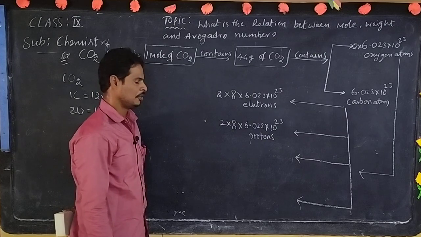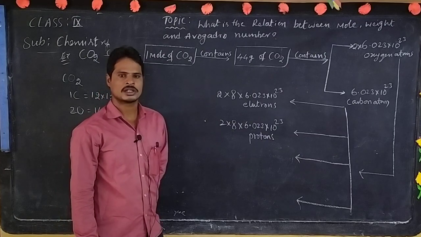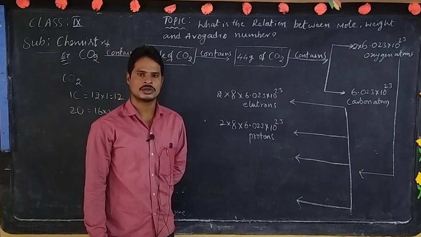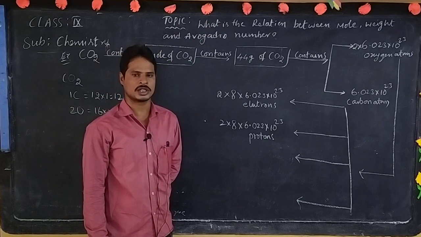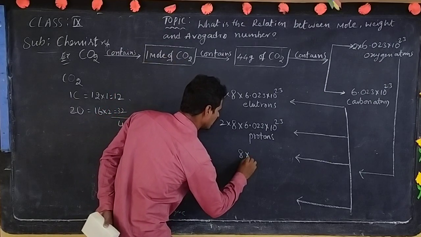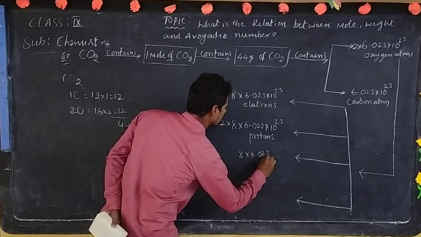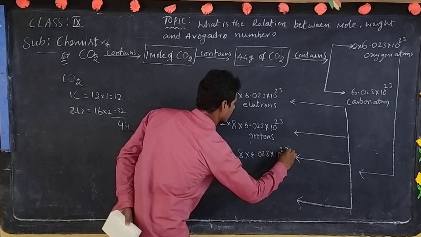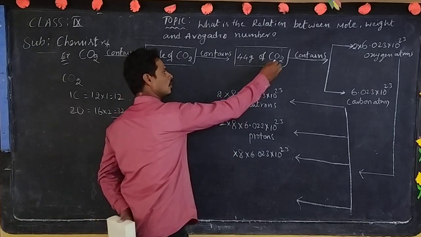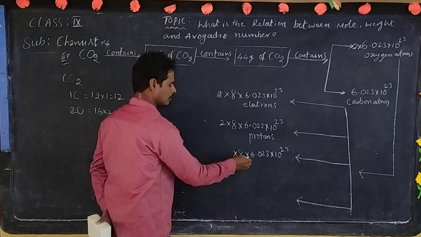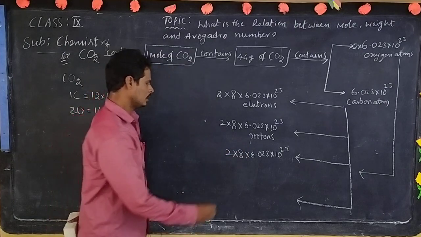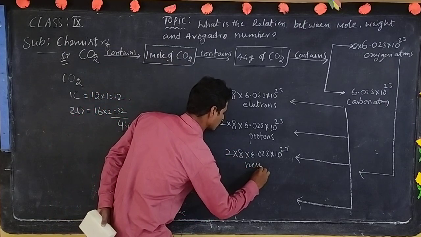Next, neutrons. Oxygen contains 8 neutrons. 1 neutron equals 6.023 into 10 to the power 23 neutrons. So 8 into 6.023 into 10 to the power 23. But here how many oxygens are there? 2 oxygens. 1 oxygen equals this one, 2 oxygens equal 2 into 8 will come. This is neutrons.